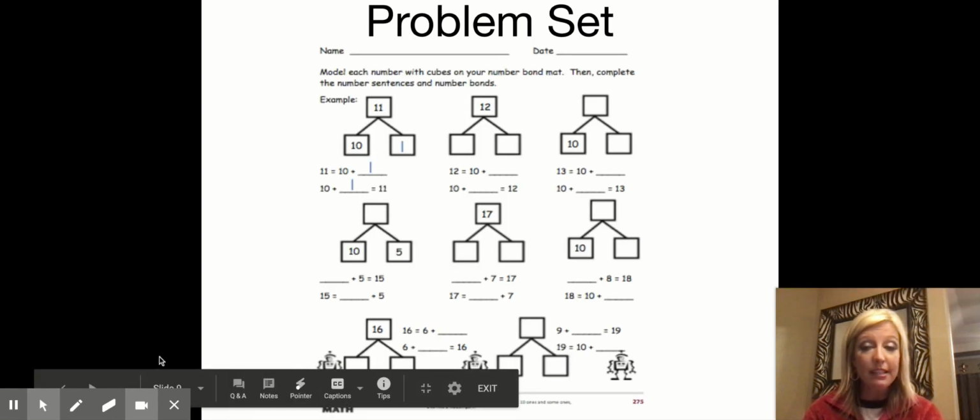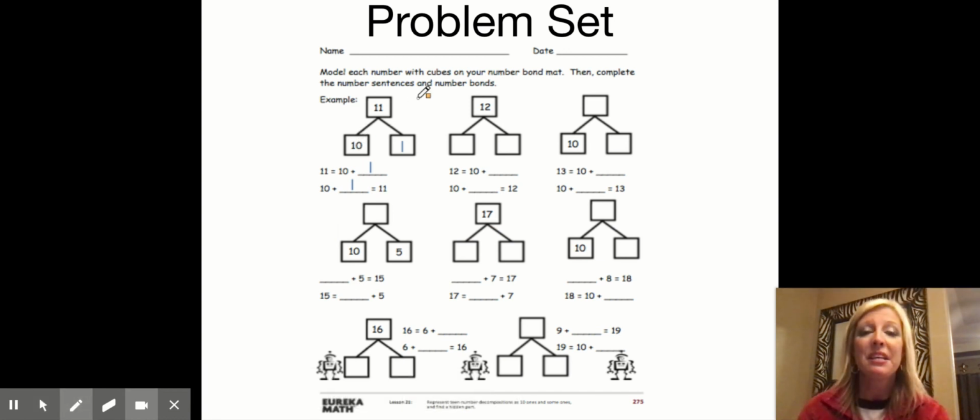Now we're going to practice one problem off of the problem set so that you know what to do. So we're looking at our number bond here, okay? And we want to break 12 apart into 10 and some 1s. So what's the first thing we're going to pull out? Very good. We're going to pull out that 10. Well, if we pull out 10, how many are left? What's that missing part? Very good. The missing part is 2.